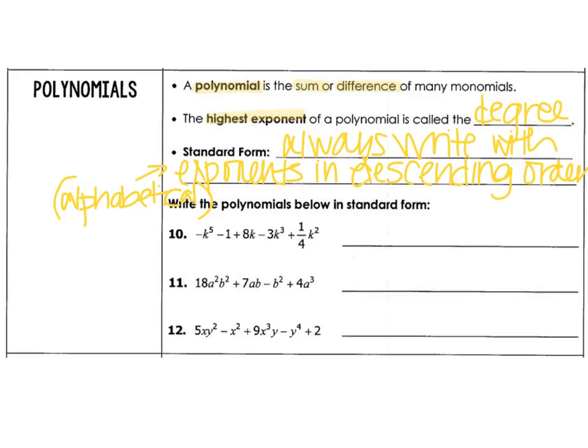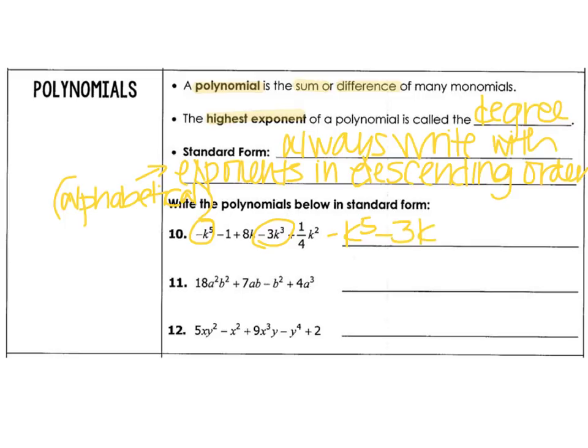So some examples here, we've got 10, 11, and 12. Looking at number 10, we want to look for the biggest exponent because they're all k's, so we don't have to worry about alphabetical. So we look for the highest exponent, and that would be this term right here. So negative k to the fifth would come first. Then we want to look for the next highest exponent, so negative 3k to the third. So that's what we would write next.